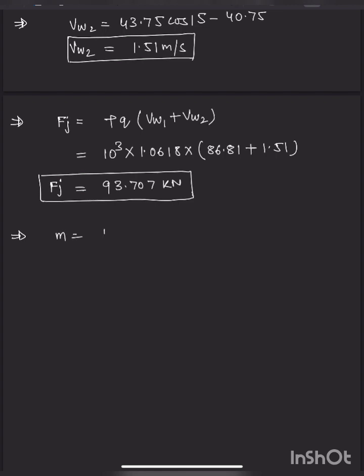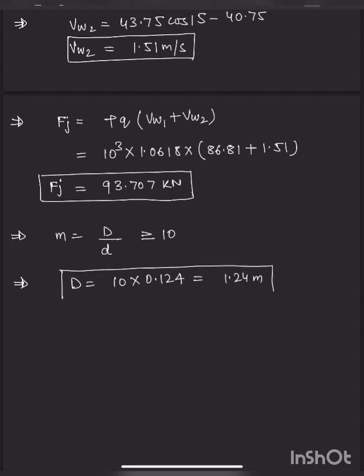Now we will go to the other part. To calculate the diameter of the wheel, the jet ratio is given. What is the jet ratio? Jet ratio m is equal to the diameter of the wheel divided by the diameter of the jet, which is to be greater than 10. So we will calculate D taking the basic value 10. So D is equal to 10 into 0.124, which is equal to 1.24 meter.